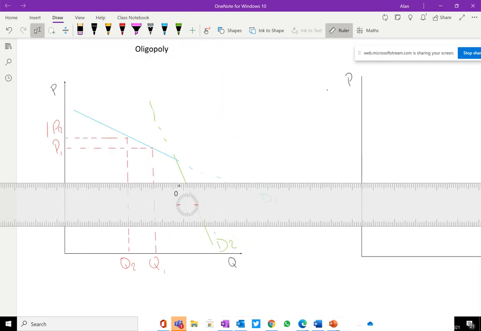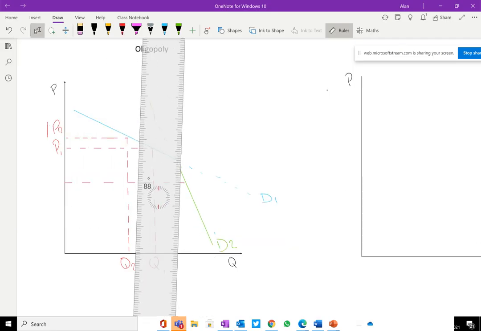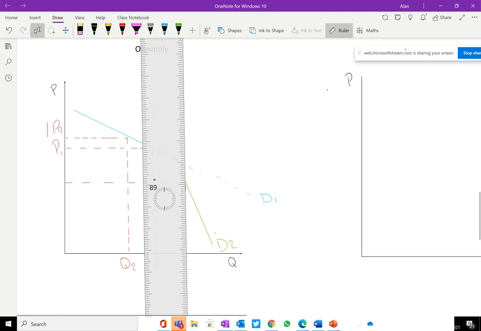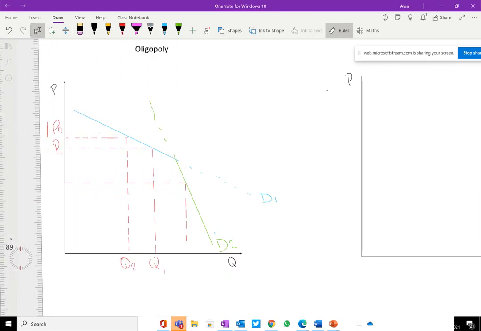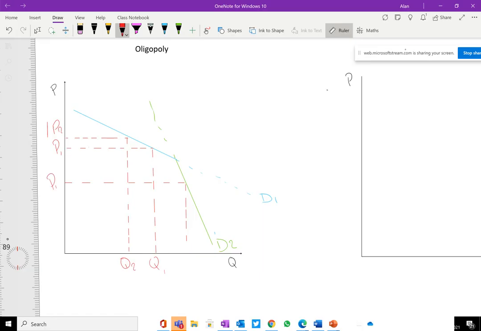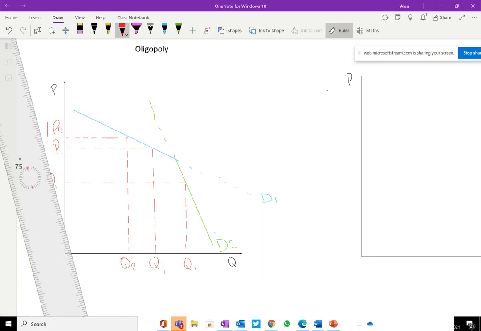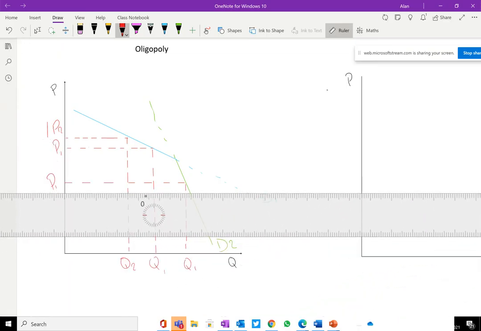Well, if Dunnes Stores lowered their prices, let's just take a second demand curve. So let's just say this right here was the demand curve. So again, what's happening here? If Dunnes Stores lowered their prices, and they went from, for instance, P1 to P2 or to Q2. Let's just take a different demand curve. If Dunnes Stores lowered their prices, what would happen to their demand?